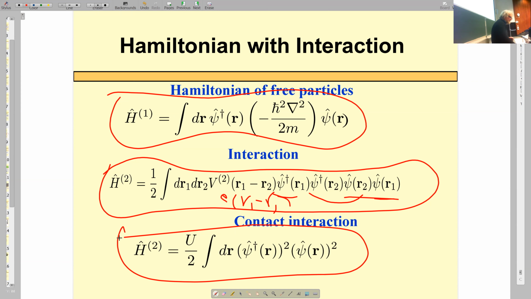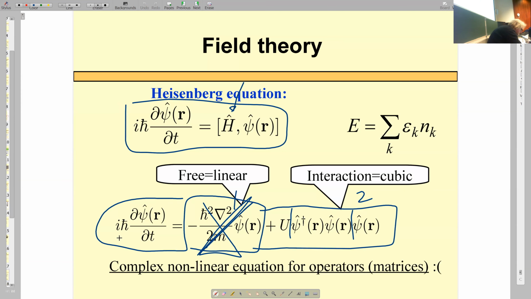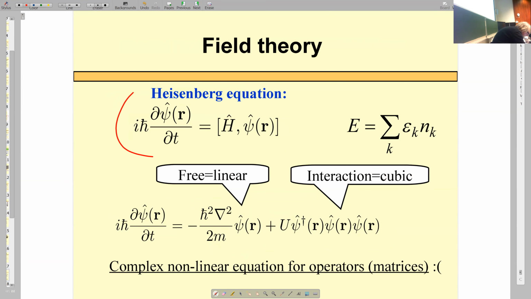Now we can derive the Heisenberg equation just by computing the commutator of the operator with the Hamiltonian, like we always do with the Heisenberg equation. So we have an equation for the field operator. How does it evolve in time?